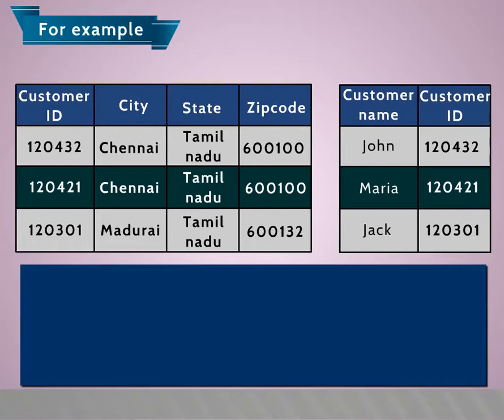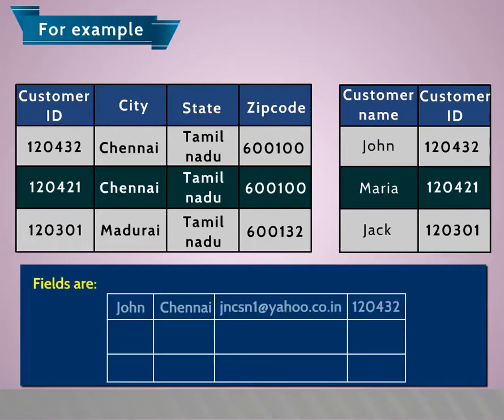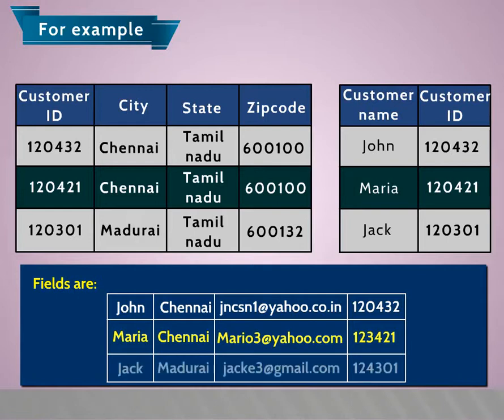Fields are John, Chennai, jncsn1@yahoo.co.in, 120432. Maria, Chennai, Mario3@yahoo.com, 123421. Jack, Madurai, jacke3@gmail.com, 124301.